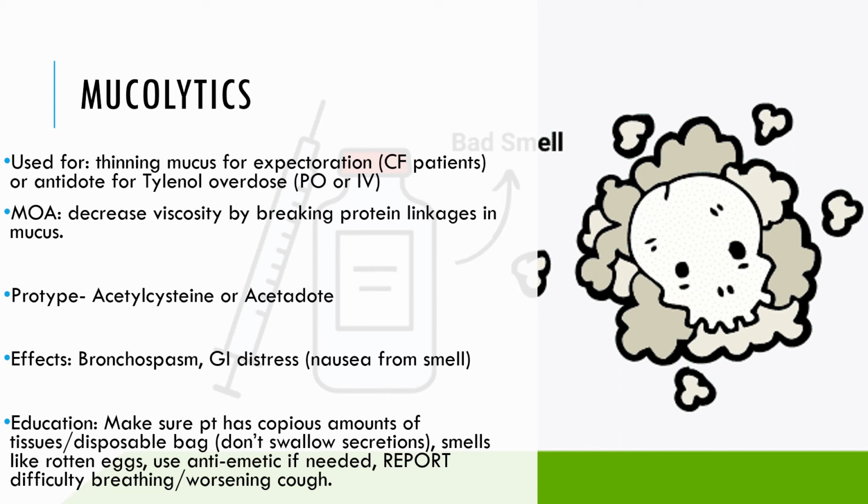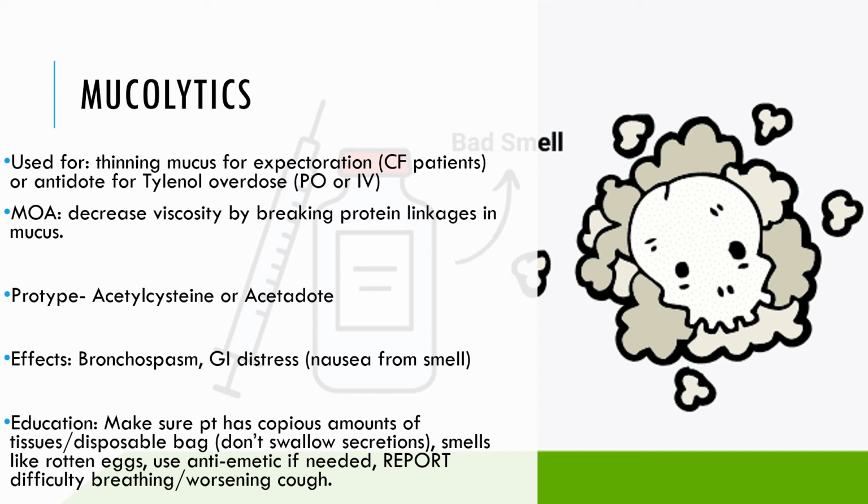We do not want the patient to swallow their secretions. We want them to spit them out. We want them to spit them into tissues, a disposable bag. What this is going to do is decrease the viscosity by breaking protein linkages in the mucus, which will then thin the mucus for expectoration. So think about your cystic fibrosis patients with thick, viscous mucus, okay? This is also used as an antidote for Tylenol overdose, PO or IV.